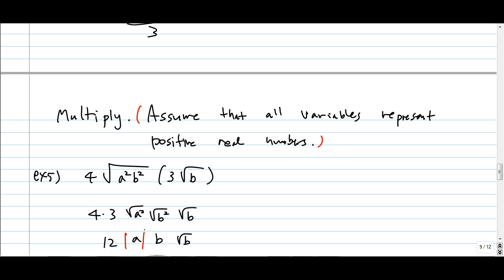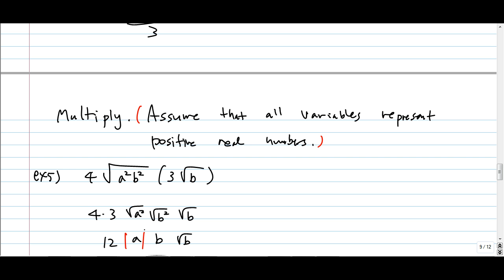Remember we talked about this yesterday. How come we don't need the absolute value around B? Because B is inside the radical, so we kind of assume that B is positive. Does that make sense, guys? Since the B is inside the radical, we're assuming that B is going to be positive. So you don't need the absolute value around B. You just need the absolute value around A.